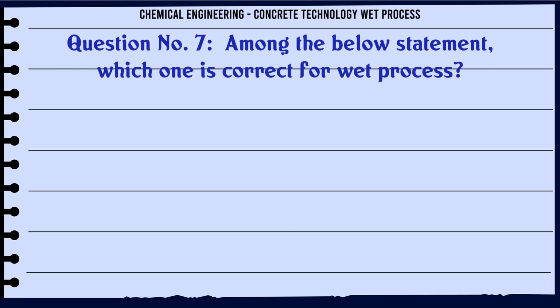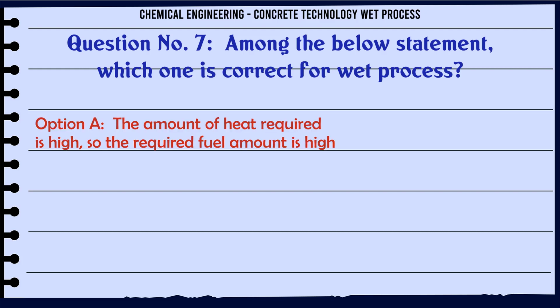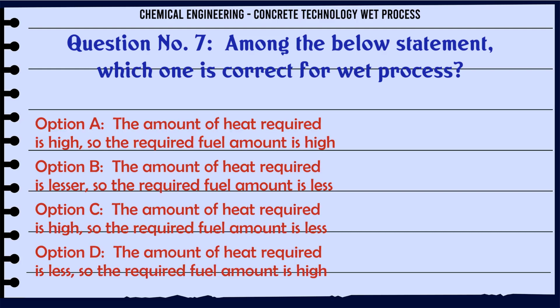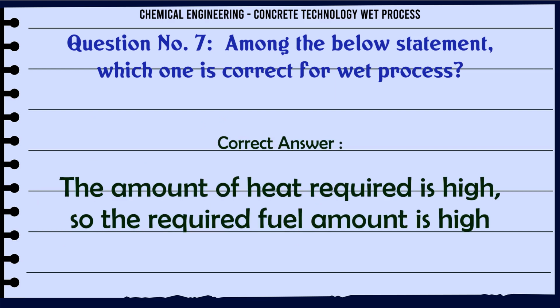Among the below statements, which one is correct for wet process? A. The amount of heat required is high, so the required fuel amount is high. B. The amount of heat required is lesser, so the required fuel amount is less. C. The amount of heat required is high, so the required fuel amount is less. D. The amount of heat required is less, so the required fuel amount is high. The correct answer is the amount of heat required is high, so the required fuel amount is high.